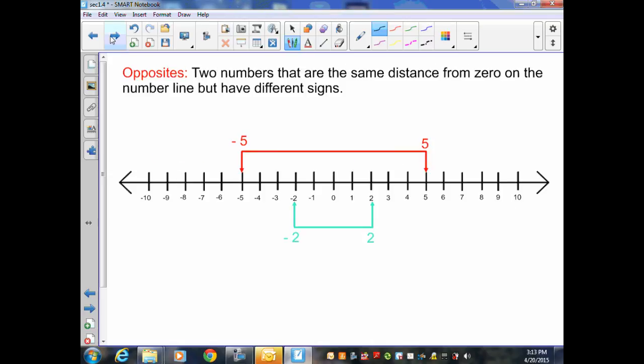Opposites are two numbers that are the same distance from 0 on the number line, but they have different signs. So for example, if I have a positive 5, its opposite is a -5. A -5 and a positive 5 are the same units away from 0. Therefore, the opposite of a positive 5 is a -5. Similarly, the opposite of a -2 is a positive 2. They're both 2 units away from 0.